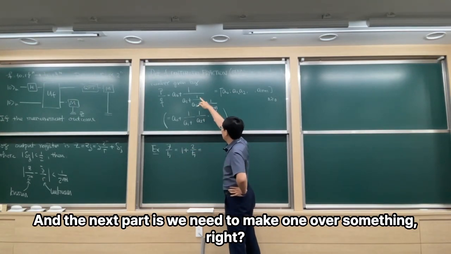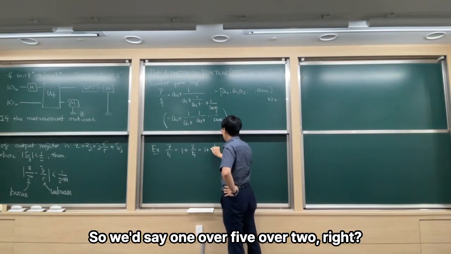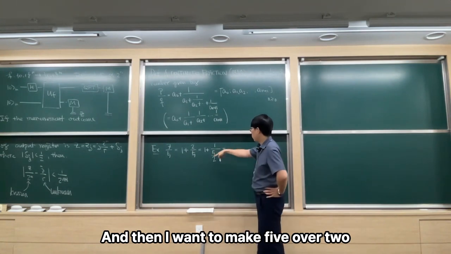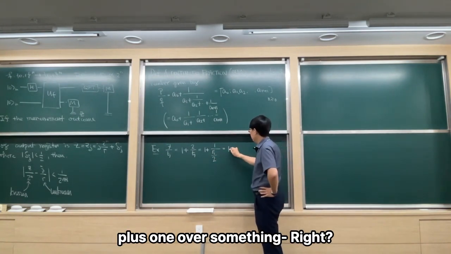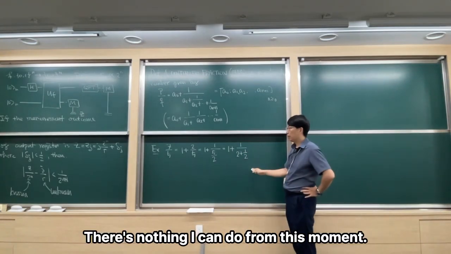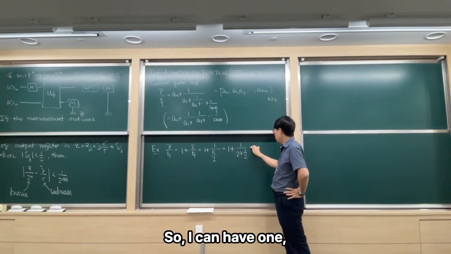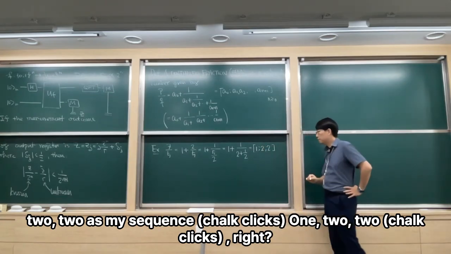And the next part is we need to make 1 over something, right? So it's 1 over 5 over 2, right? And then I want to make 5 over 2 into something plus 1 over something, right? So it's 1 plus 1 over 2 plus 1 over 2. And we're done. There's nothing I can do from this moment. So I can have 1, 2, 2 as my sequence. 1, 2, 2, right?